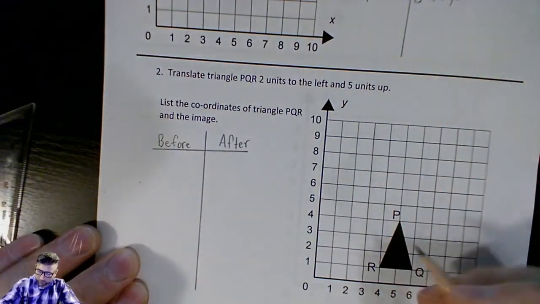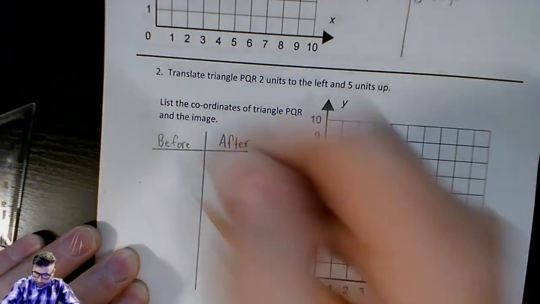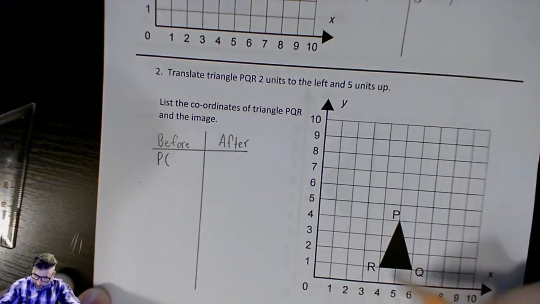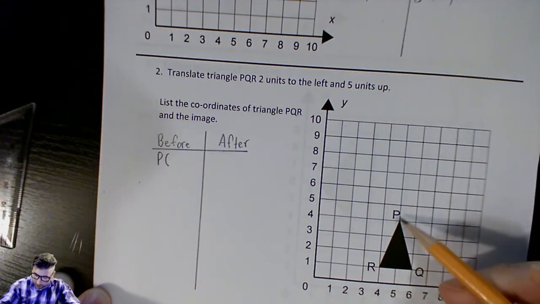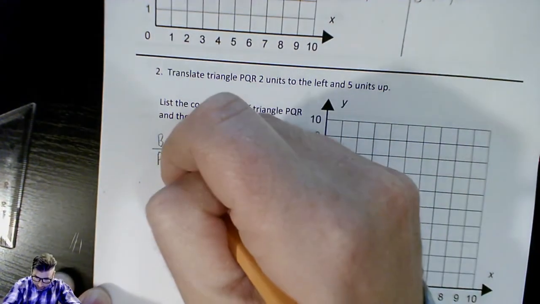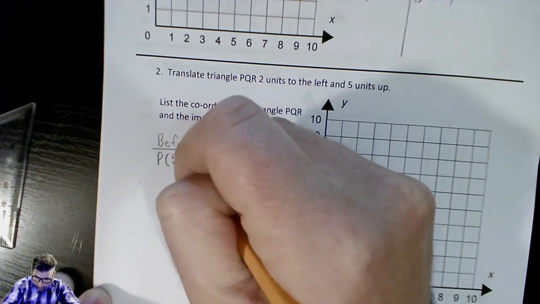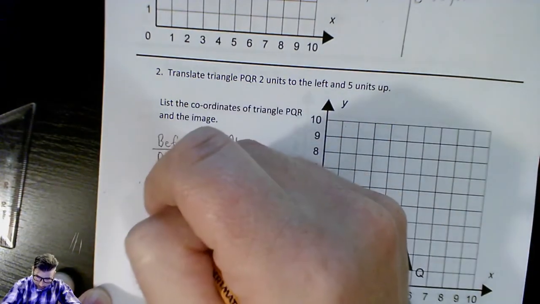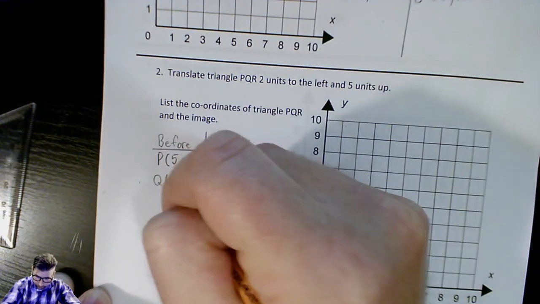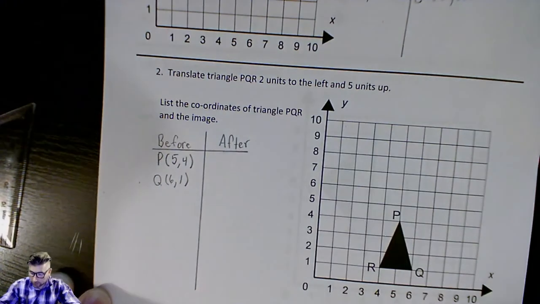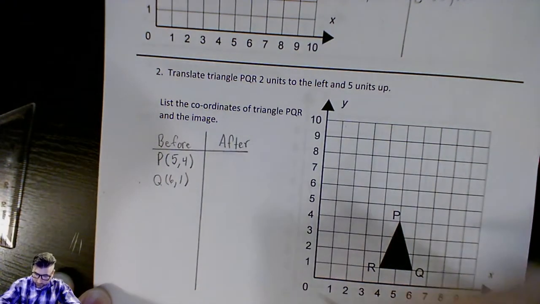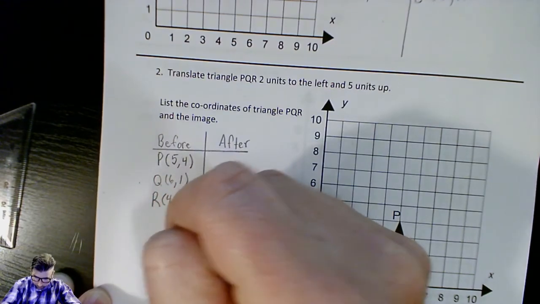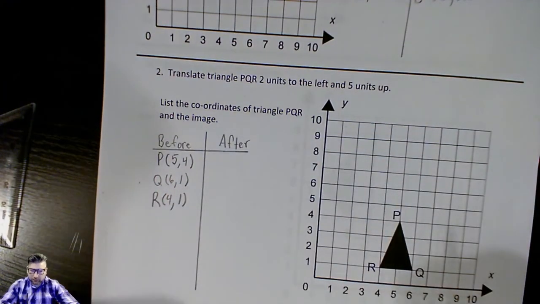Okay, so before, the triangle is called PQR, so I'll start with P, and I'll list those coordinates. P is 5 on the x-axis and 4 on the y-axis. Okay, Q is 6 and 1. And R is 4 and 1. Okay, so now I can follow the directions.